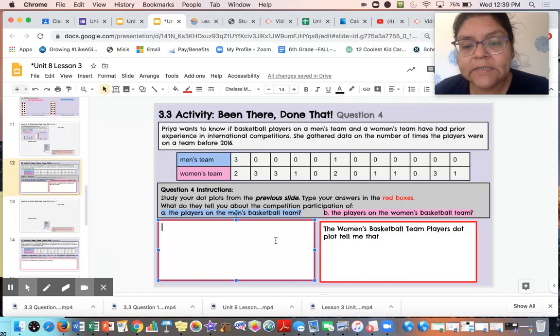Alright, you guys, you're almost at the end. This is question 4 for activity 3.3. Been there, done that. So in question number 4, study your dot plots from the previous slide and type your answers in the red boxes.